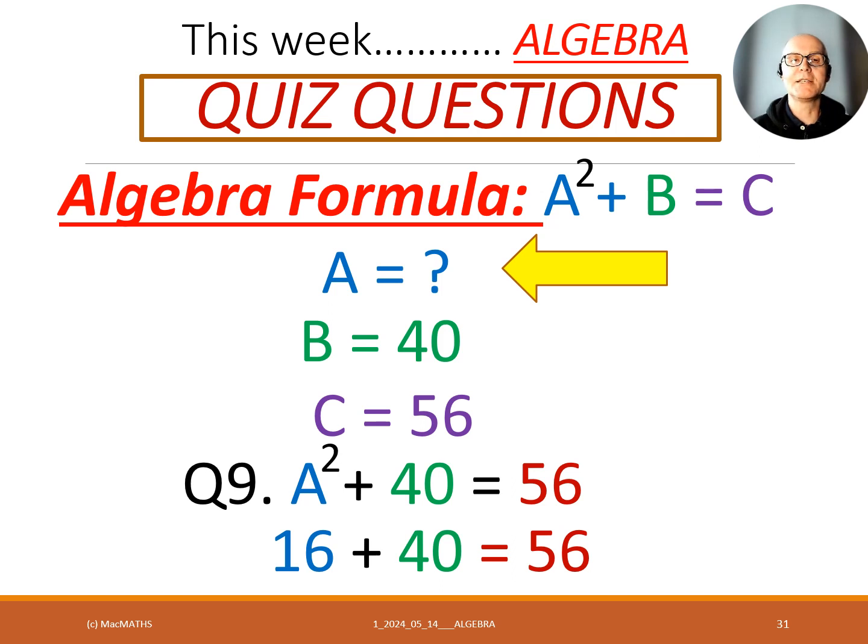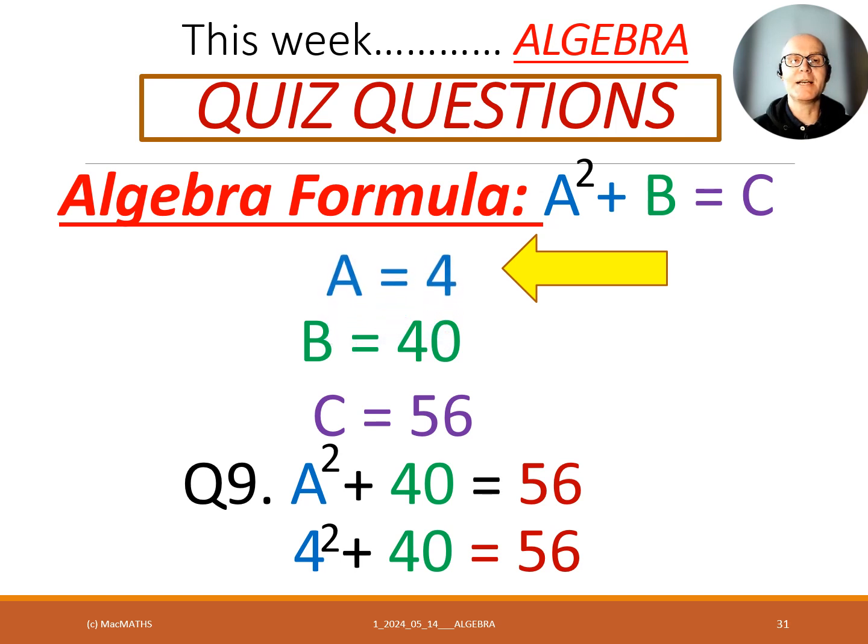So a squared is going to be 16. So what number squared is 16? Or what is the square root of 16? The answer to that is 4. 4 squared, 4 times 4 equals 16. 16 plus 40 equals 56. And for this example here, a equals 4.